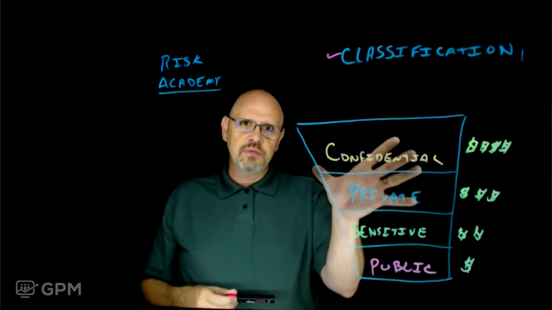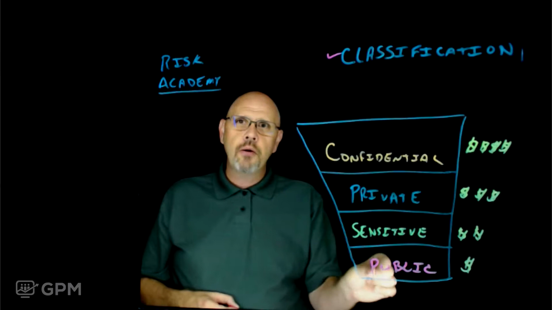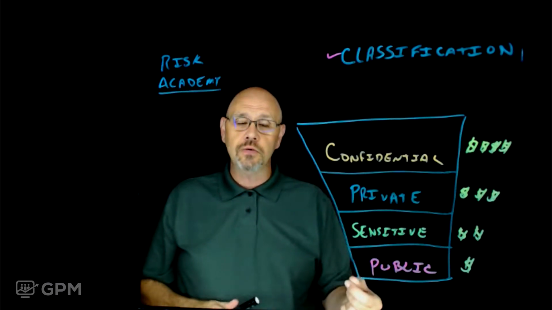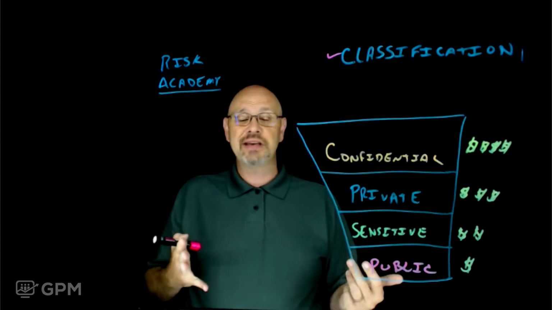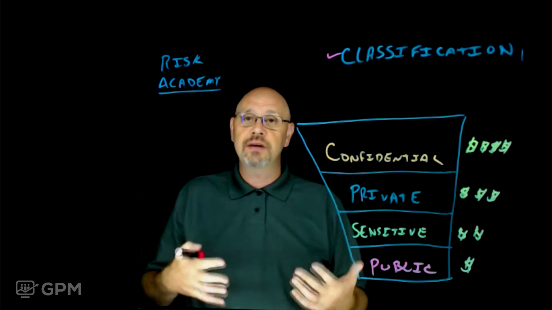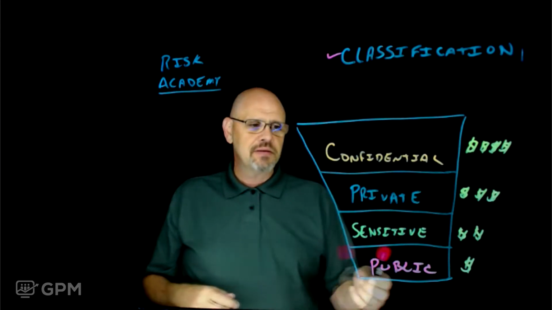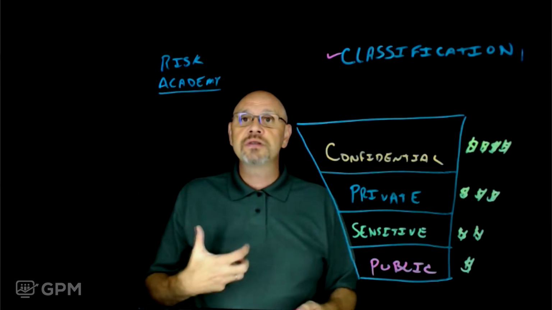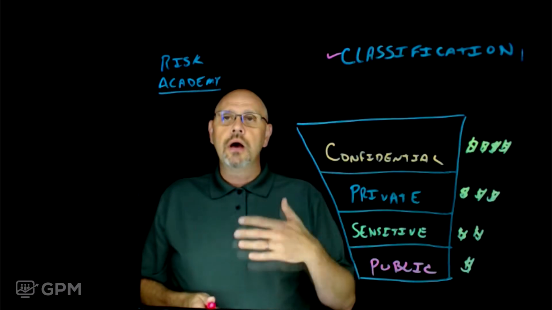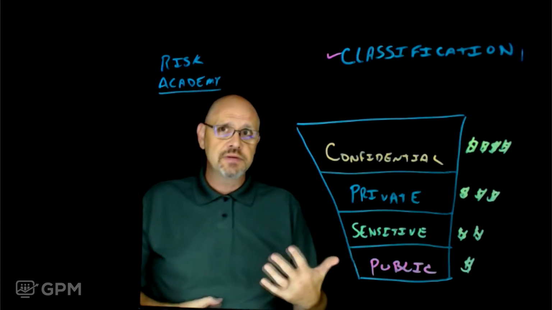On here, I've done a reverse pyramid, and I never bring it to a close at the bottom on purpose, because even your public data has some value to you. If you think of your public website, you paid money to have that built, so it is worth something. The marketing that's done on that website is worth something. So even public data is still worth something to you. What I have here are the common corporate classification levels that we need to use.